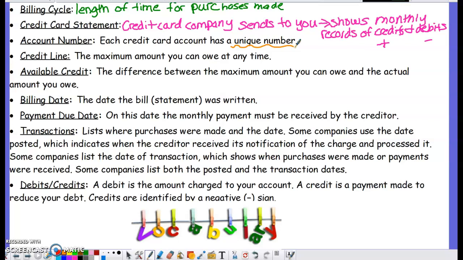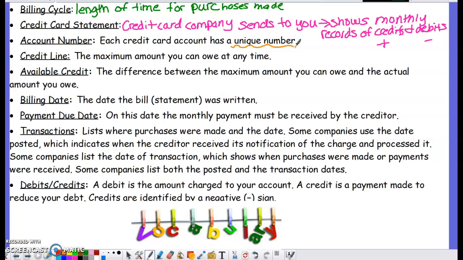The next one is billing date. This is the date the bill statement was written. So when they decided you owe $36 on this date, and then when they send out that statement, that date is going to be on there. Obviously, if you do paper statements, the date might be from a few days prior, just because with mail it doesn't come that same date.